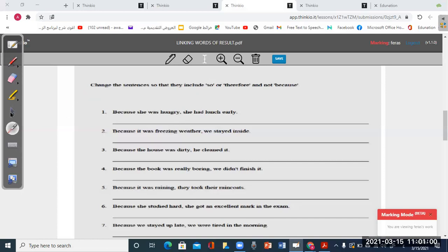Okay? Now, Raya again, number 2, go. Because it was freezing weather, we stayed inside. It was freezing weather, therefore we stayed inside. Or do it in the second way. It was freezing weather, so we stayed inside.